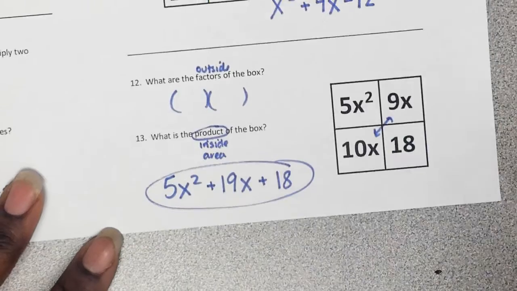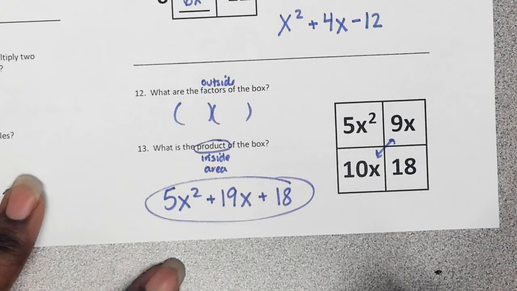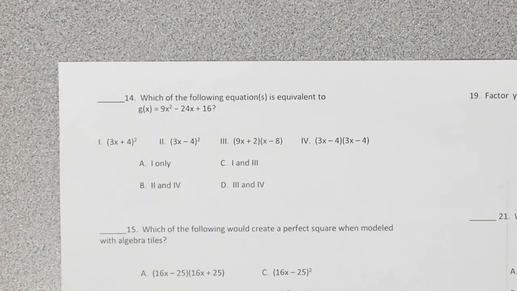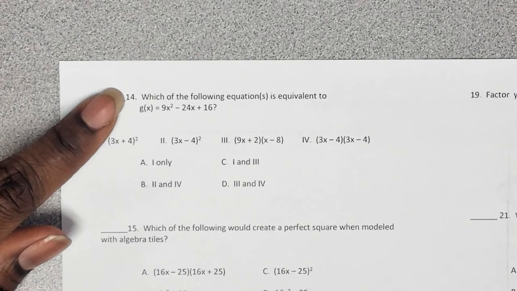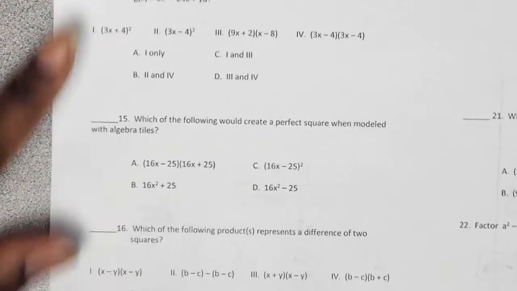That should be the easy stuff. I mean, most of it should be easy besides just making sure we take our time to factor. Number 14, a lot of people keep getting that one wrong. I don't really know why, but we'll go back to it at the end because that's an even.